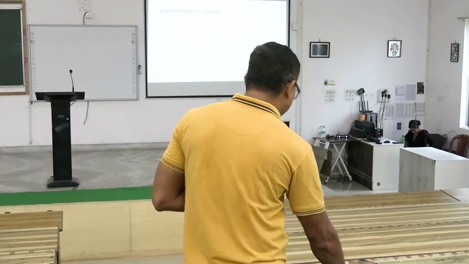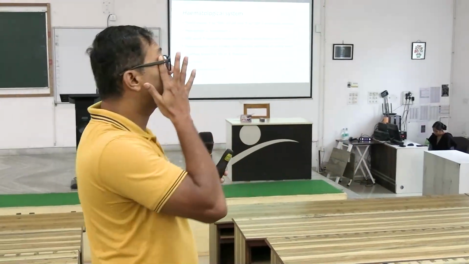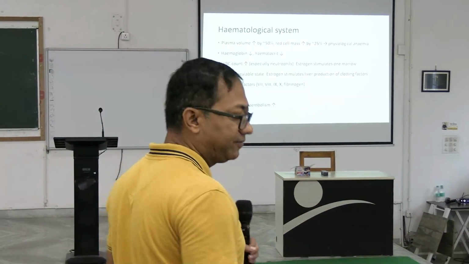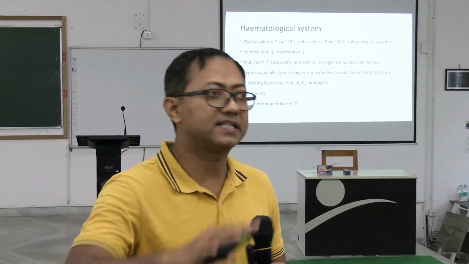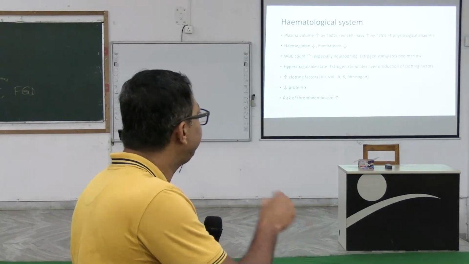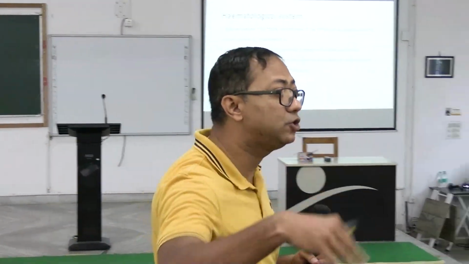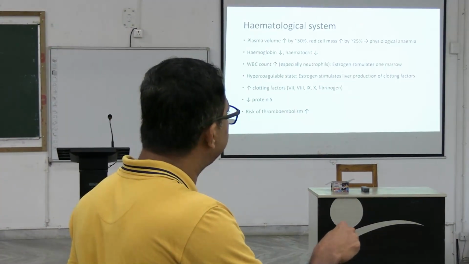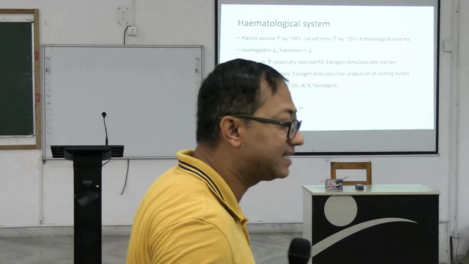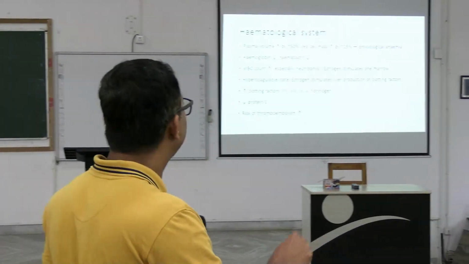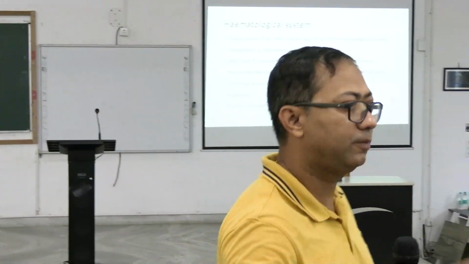No idea. Okay. So first of all, plasma volume increased by 50%, red cell mass increased by 25%. So red cell mass, RBC count is definitely increasing, but the volume is increasing by 50%. So as a result, there is dilution. It is a dilutional state, and there is physiological anemia.